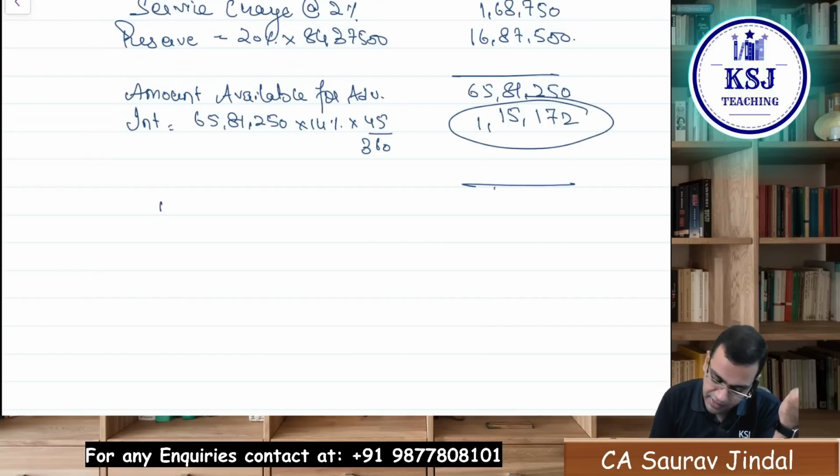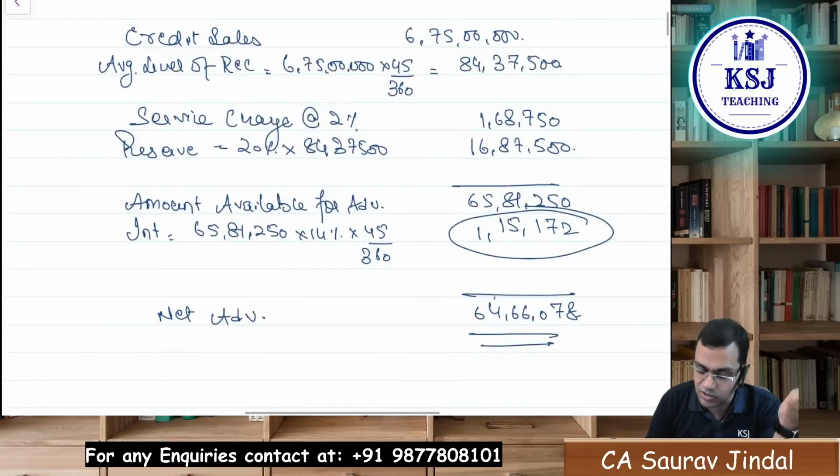Right? So net advance will be how much? Net advance will be 65,81,250 minus 1,15,172. That is 64,66,078. So interest cost. Now this interest cost is for how many days?